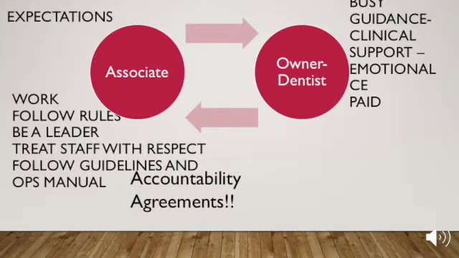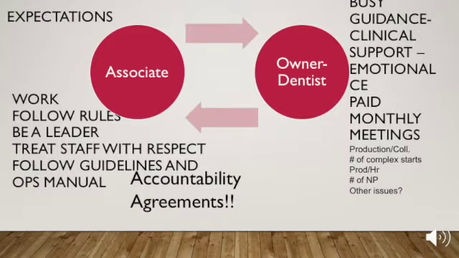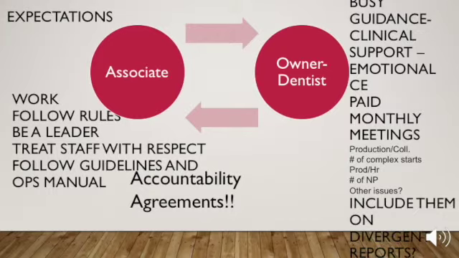One of the ways that this relationship can be successfully managed is by having monthly meetings where you go over your production, collections, number of cases that you started, your production per hour, new patients, and other issues. One idea would be to actually, at a certain point, integrate them into your metric system, whether that's Divergent, which is my method of choice. You could have them included on those Divergent emails every night or every morning, and so that would be something.